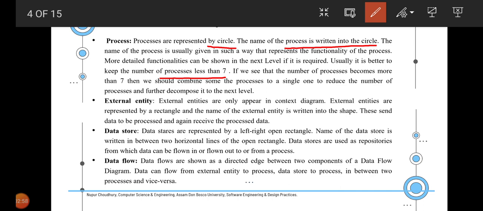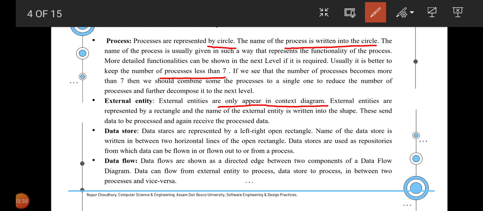External entities, as already mentioned, are represented by a rectangle, and their unique characteristic is that they appear only in the context diagram, which is the first level of the DFD. This context diagram is also known as the level 0 diagram. External entities can be found nowhere in the other DFD representations. The name of the external entity is written into the shape. These send data to be processed and again receive the processed data.